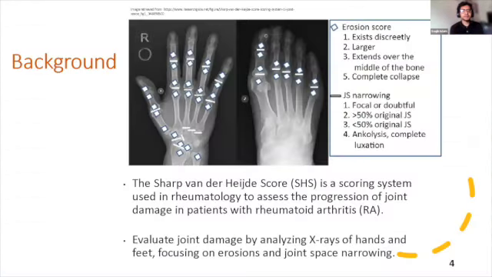So a bit of background about the Sharp score, or SHS score as we call it. It's a scoring system that is the gold standard in rheumatology to assess the progression of joint damage in patients with RA. What a rheumatologist does is analyze the radiographs of hands and feet of patients. For each of the joints present in the hands and feet, they assign two scores to each joint, based on the erosion of the bone and also the narrowing of the joint space. This is done by analyzing the X-rays of the hands, and it requires a lot of expert intervention, as you can expect from this image.